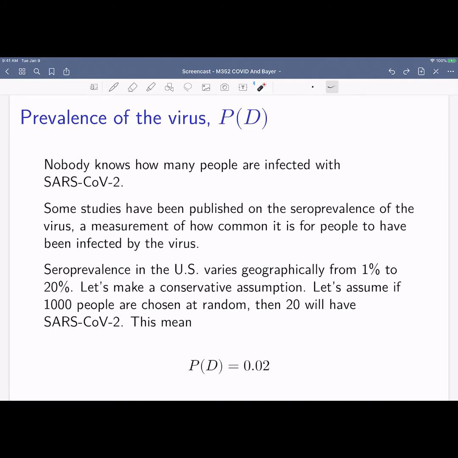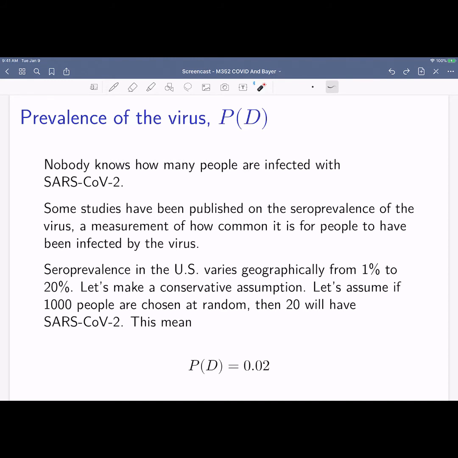So let's find a number for this probability of D, the probability that somebody has a virus. Nobody knows how many people are infected with the virus that causes COVID-19, but there have been many studies done on what's called the seroprevalence of the virus. Seroprevalence is a measure of how common it is for people to have been infected by the virus.